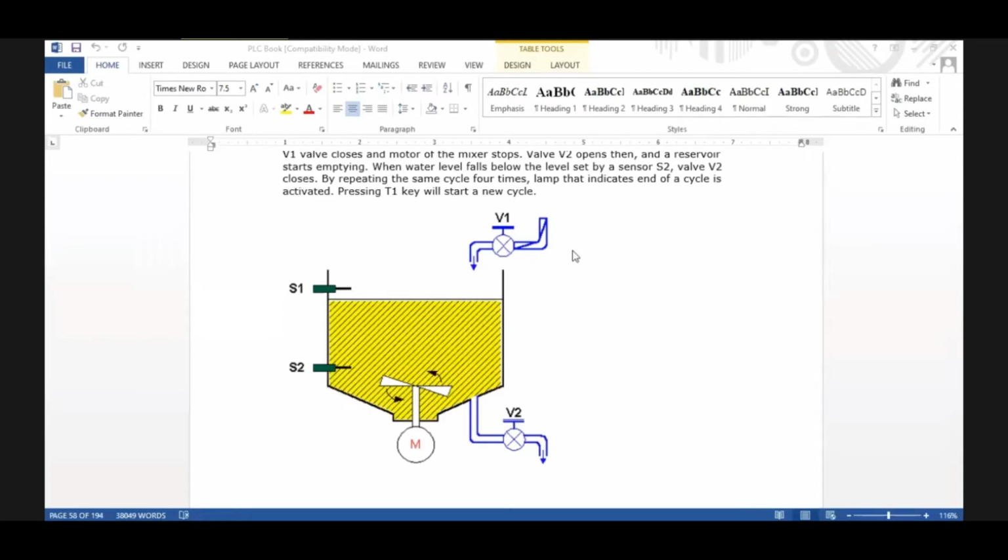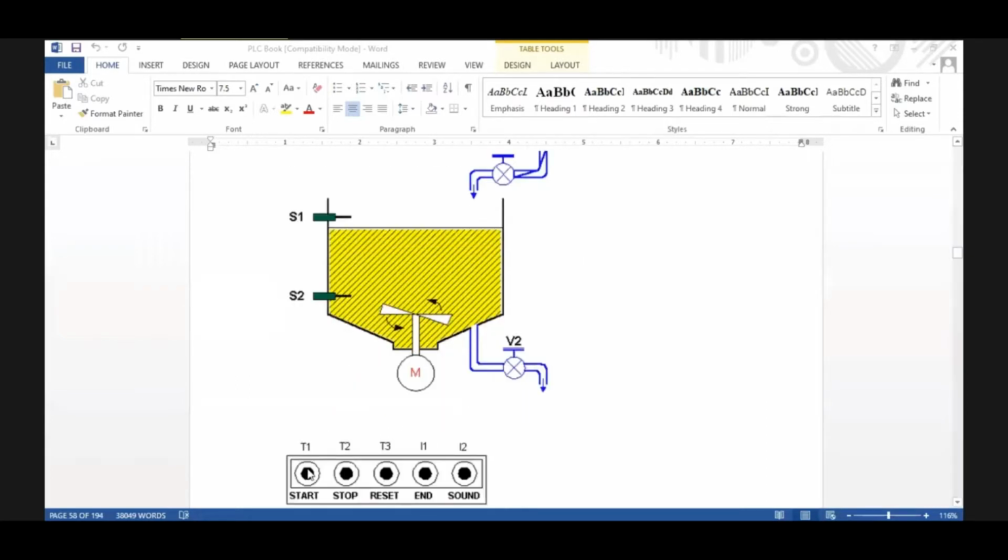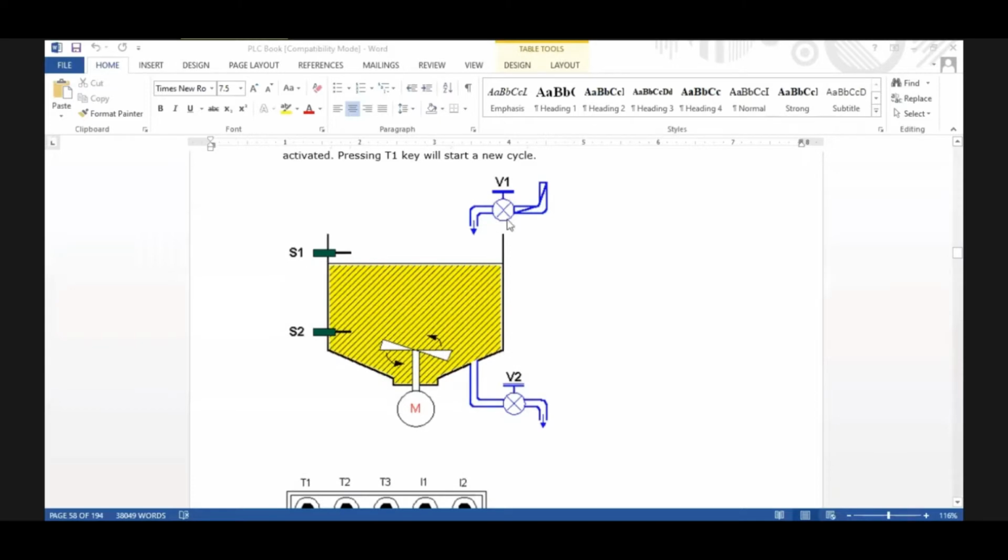So press the start button. Valve 1 opens, start to fill up the tank. When you reach switch 1, the motor turns on, the valve turns off, the motor runs for 10 seconds, valve 2 opens, the liquid empties. When it reaches switch 2, the process starts over.